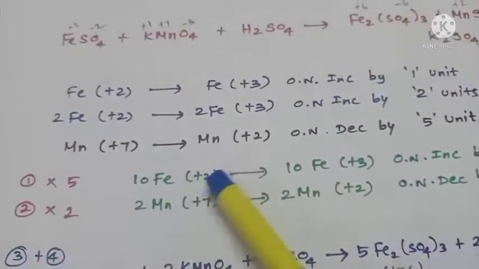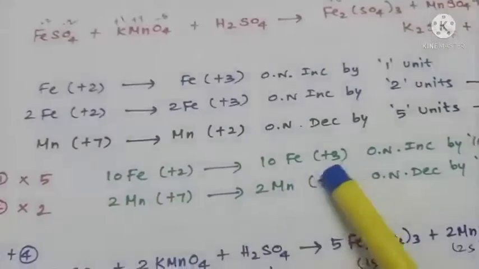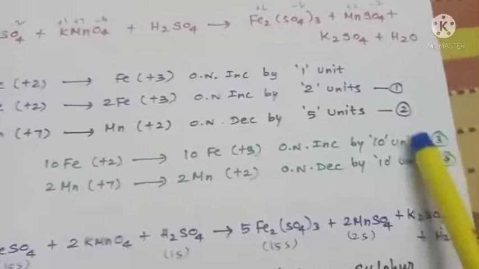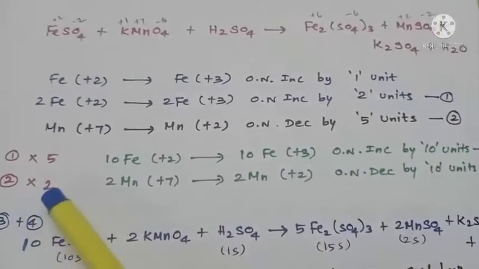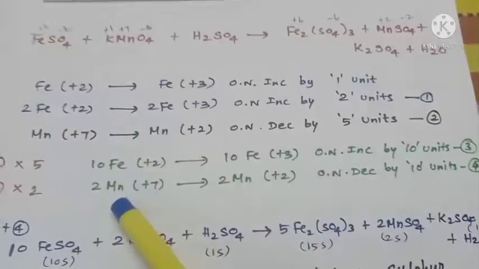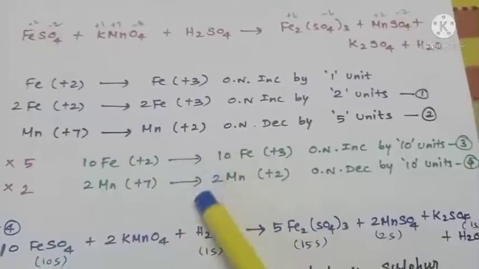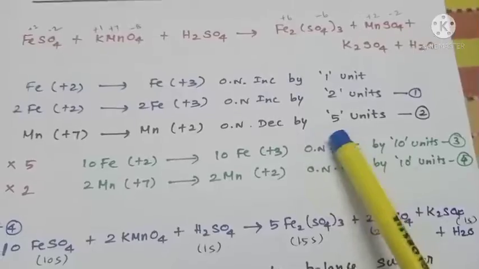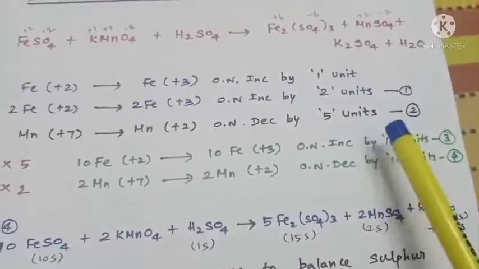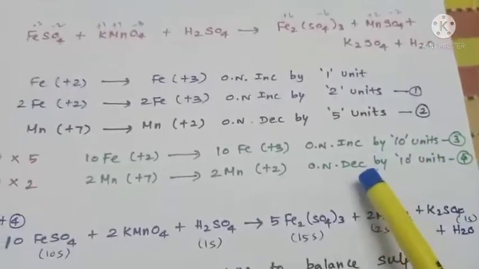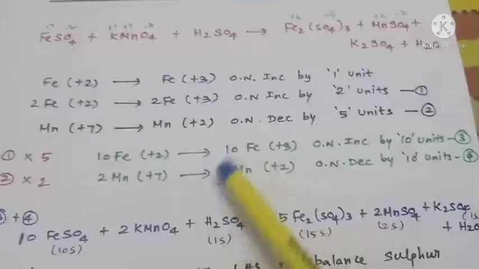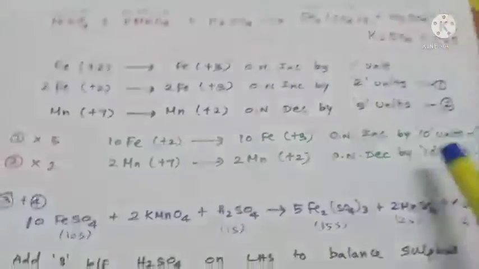So it becomes 10 Fe2+ gives 10 Fe3+. The oxidation number increases by 10 units. Equation number 3. Then equation 2 is multiplied by 2, so 2 Mn7+ gives 2 Mn2+. The oxidation number decreases by 10 units, 5 into 2, 10 units. Okay. Now the increase and decrease of oxidation numbers are balanced. Both are 10 units. Now you can add these two equations, equations 3 and 4.